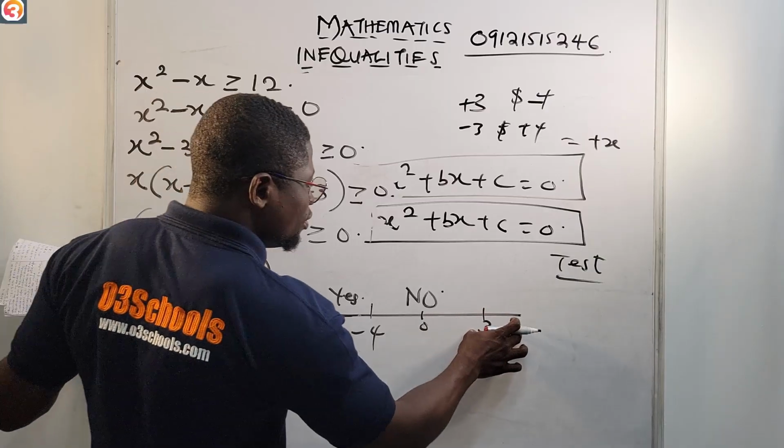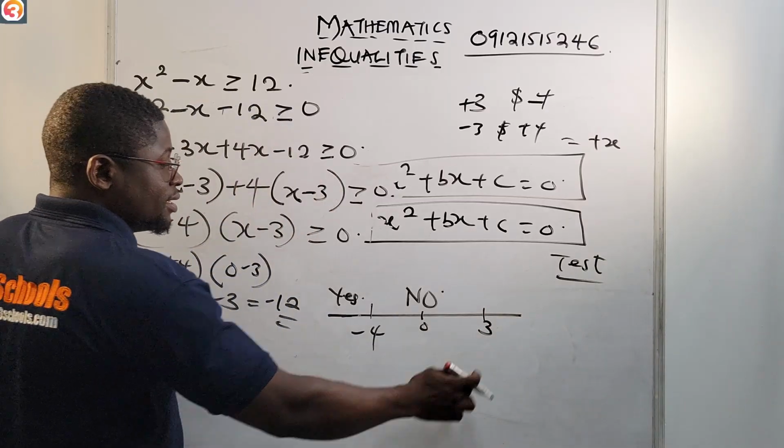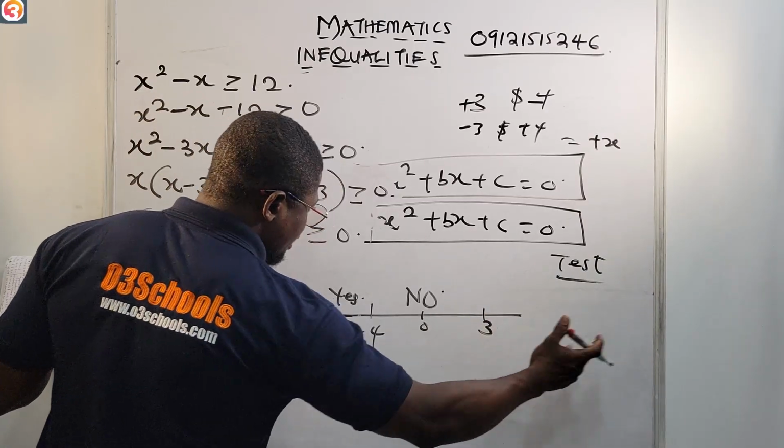Now let us pick a value that is greater than 3. Let us take 4, for example.